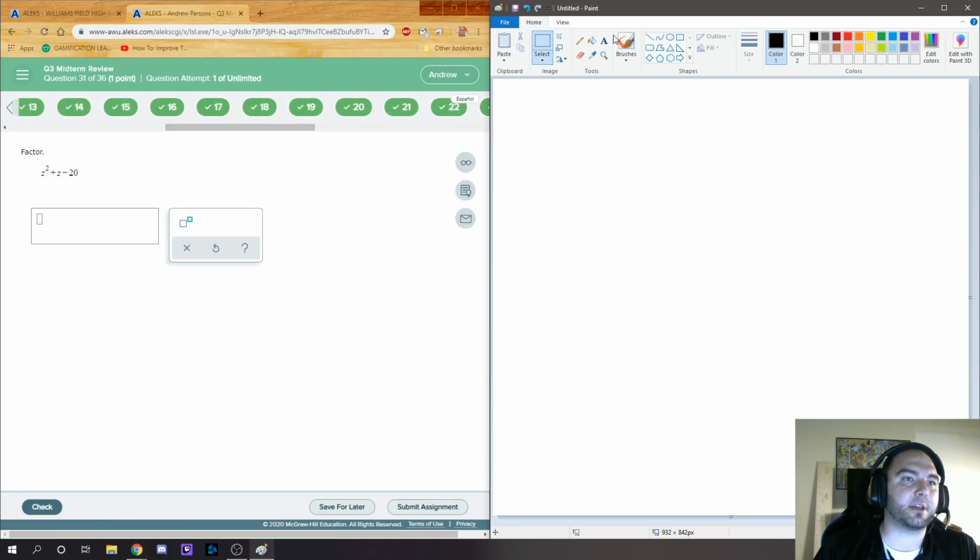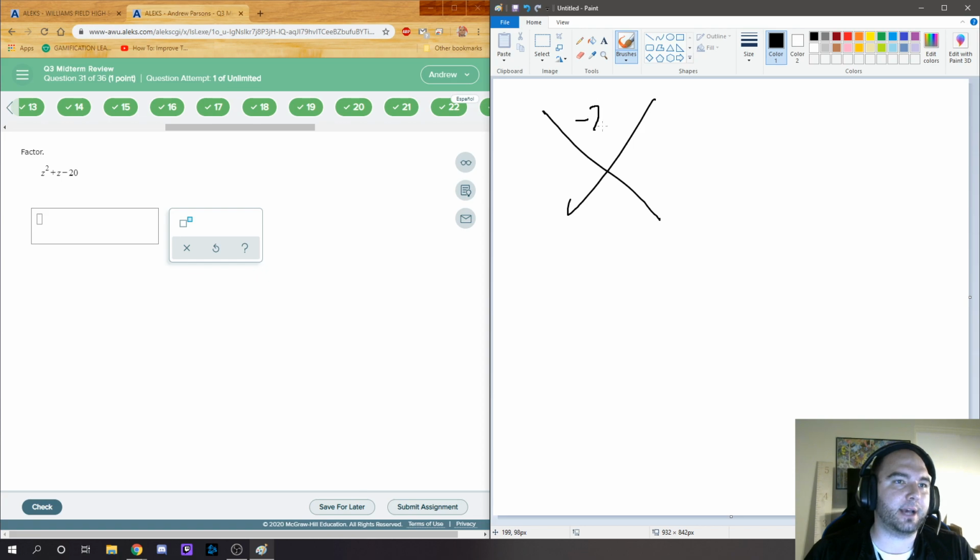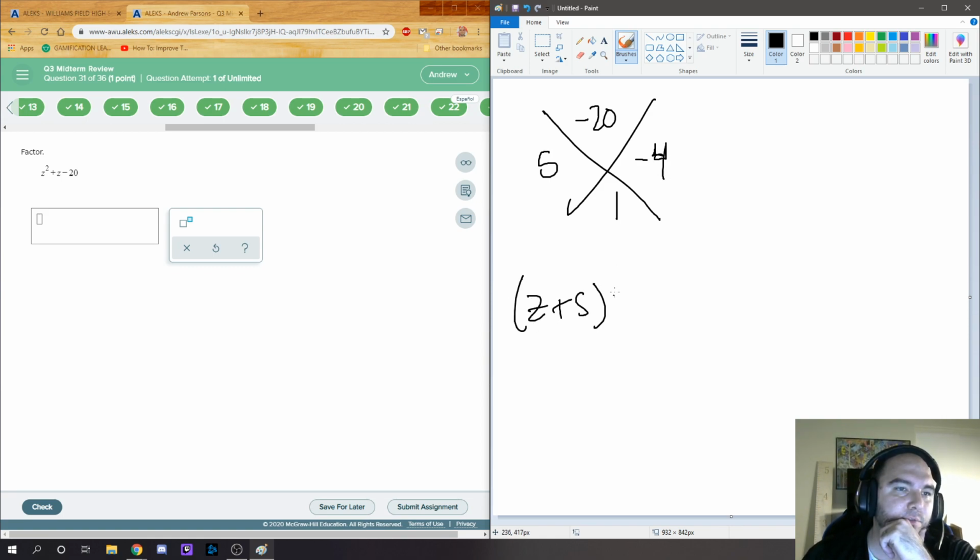So I'm saying if it's got 3 things on it, you can do this x, put the top number as the last, negative 20. On this problem, 1's on the bottom because the middle term is technically just 1z. And then I could get positive 5 and negative 4. That multiplies to make negative 20, but adds up to make 1. And the answer is z plus 5 and z minus 4.